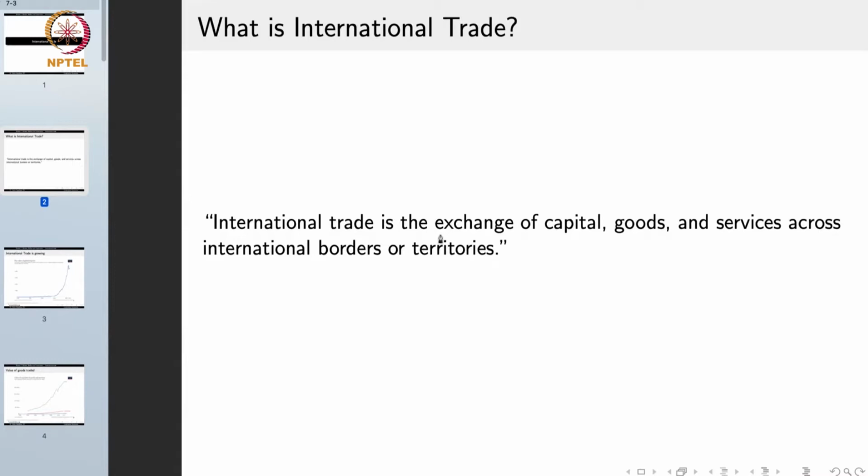So the key term is exchange. In the case of international trade, there is an exchange of things which can include capital, goods, and services. But the important thing is that it should occur across international borders or territories. So international trade is the exchange of capital, goods, and services across international borders or territories.